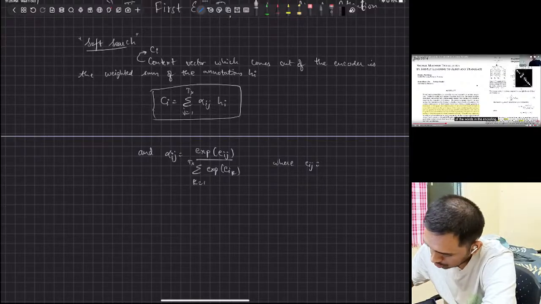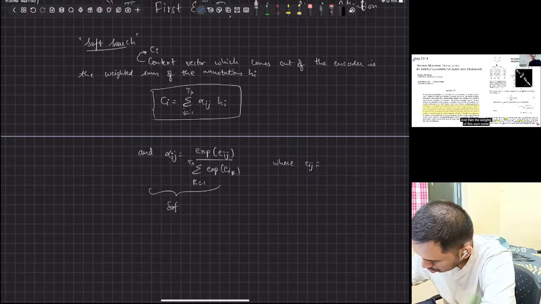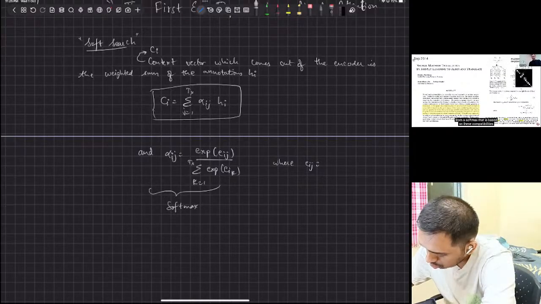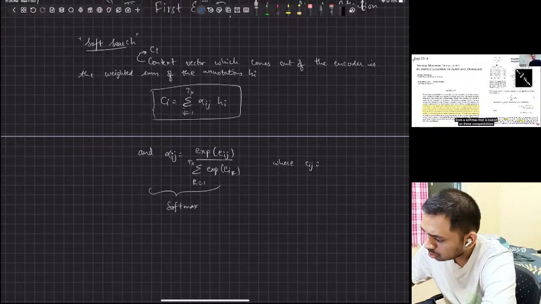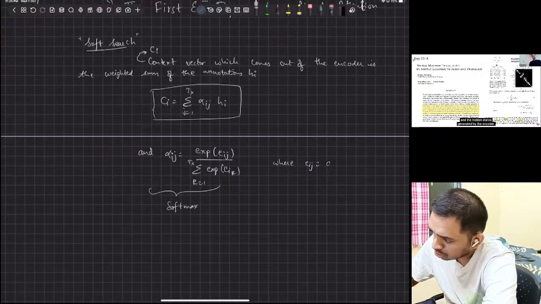Words in the encoding. And then the weights of this sum come from a softmax that is based on these compatibilities between the current state as you're decoding and the hidden states generated by the encoder.